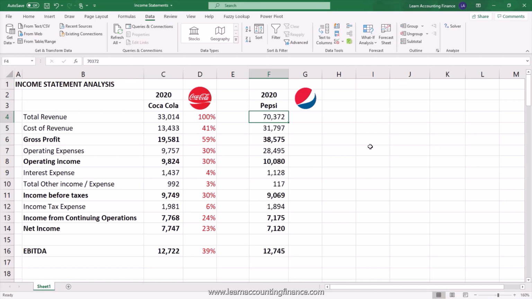The first thing I noticed, and it came as a surprise to me, is that Pepsi's revenue is more than double Coca-Cola's. For some reason, I always thought that Coca-Cola was a larger company as far as revenues and profits are concerned. But I was surprised to see that Pepsi's revenues are $70 billion compared to Coca-Cola's $33 billion. If you calculate, that's 2.13 times higher. So Pepsi is more than double the size in revenue compared to Coca-Cola.